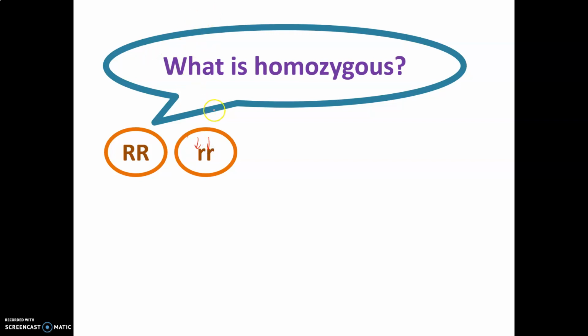Macam mana kita nak tahu dia recessive or dominant? Kita wakilkan the dominance menggunakan huruf besar. We use the capital letter. But if it's recessive, dia lemah, so kita gunakan huruf yang kecil. And this is just for the depiction only.